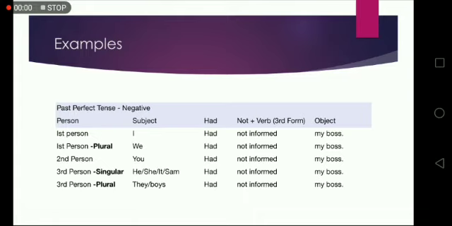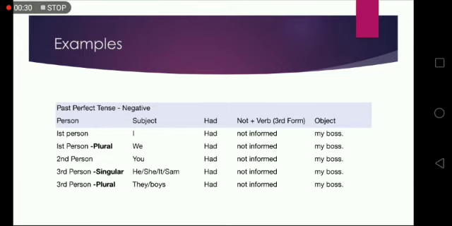So now here are some of the examples of negative sentences of past perfect tense. The first one is I had not informed my boss. We had not informed my boss. You had not informed my boss. He, she, it or Sam had not informed my boss. They or boys had not informed my boss. So by placing a little not right after our helping verb, that is had, we convert a positive sentence into negative sentence.